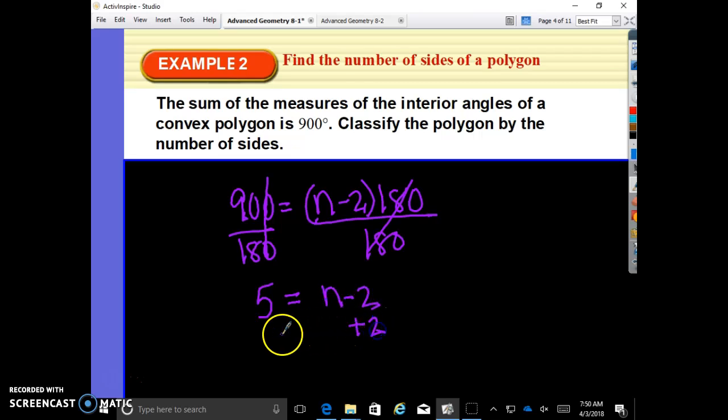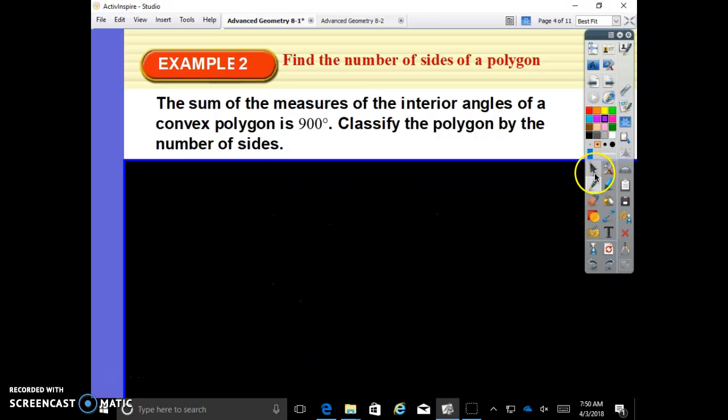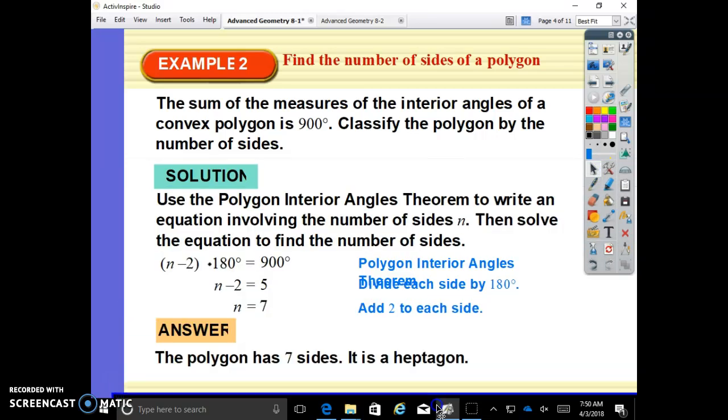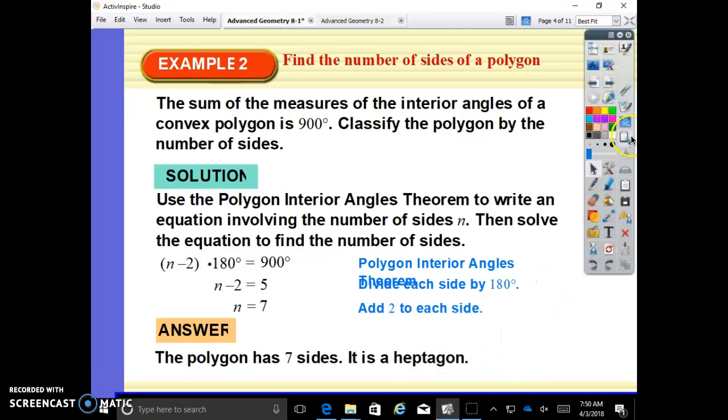So now I'm going to add 2 to both sides to get rid of that minus 2, because we don't want n minus 2, we want n. Now n's by itself, n equals 7, a 7-sided object. And a 7-sided object is a heptagon.